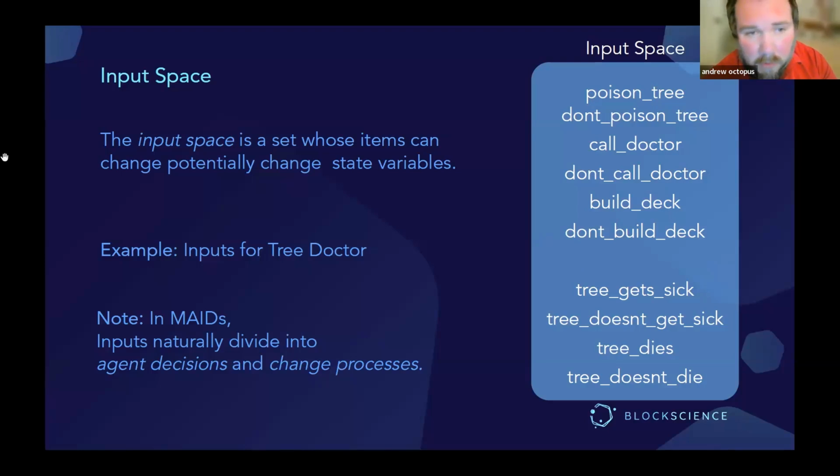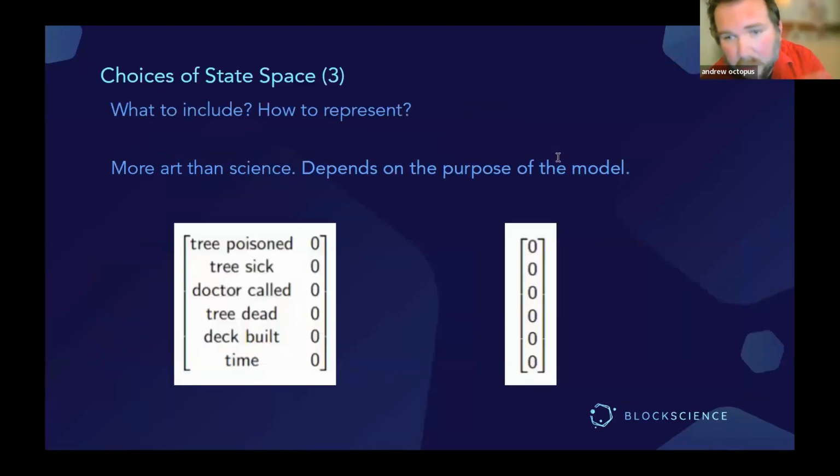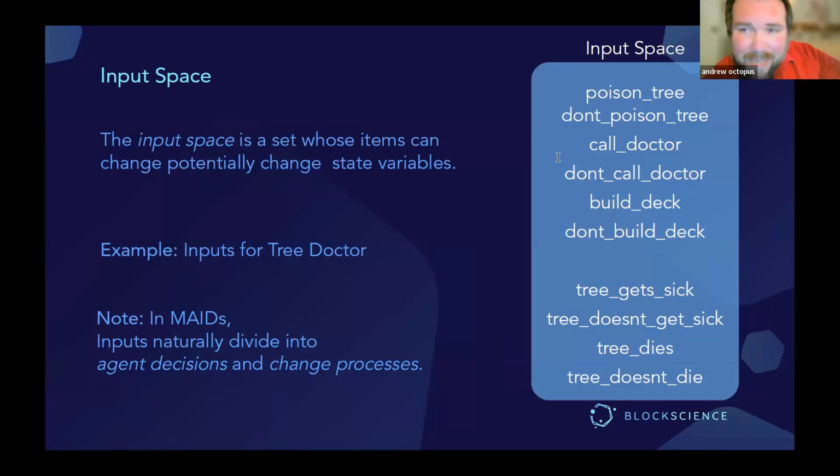Poison the tree or don't poison the tree, call the doctor or don't call the doctor, build the deck or don't build the deck, the tree gets sick or it doesn't, and the tree dies or it doesn't. So at each time step in the model, this is something that could be input at the GDS level, and this would be the space of all possible inputs to the model. And I've partitioned them here in a way that the GDS structure doesn't natively have, into the agent decisions in the top 60%, and then the random change processes in the bottom 40%.